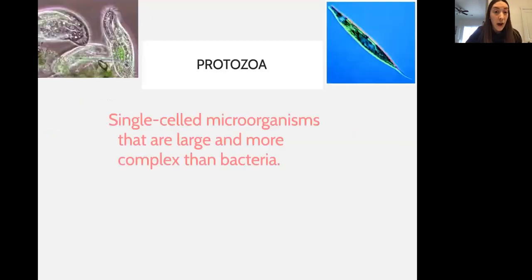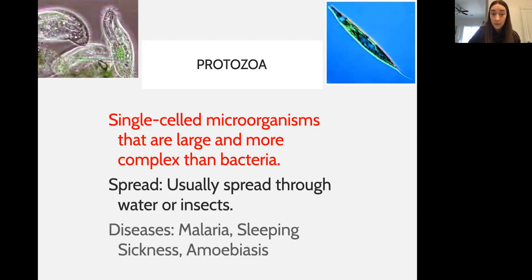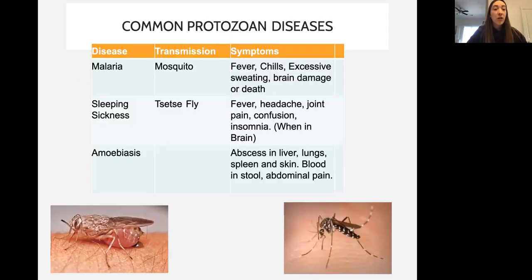So protozoa are single-celled microorganisms. They're larger and more complex than bacteria. They're usually spread through water or insects. And we can see diseases like malaria, sleeping sickness, and amoebiasis. These are all protozoan diseases. So, for example, malaria is transmitted by the mosquito.